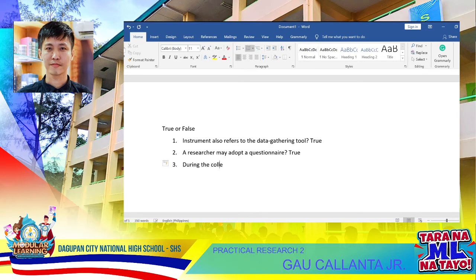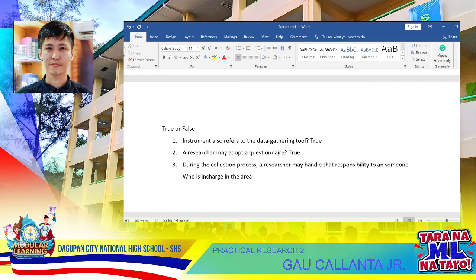Number 3 is, during the collection process, a researcher may hand over that responsibility to an authority, to someone who is in charge in the area.